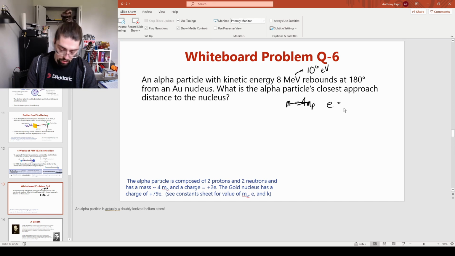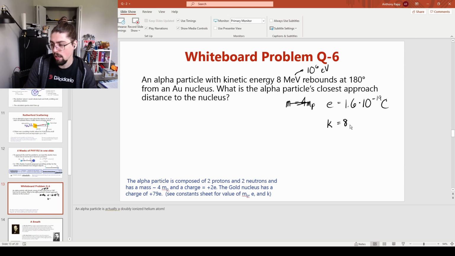The fundamental charge, as we would see it, is 1.6 times 10 to the negative 19, a number that you might recognize from a few slides ago. There is a reason for that, but not one that we can get into right now. And is there anything else you need? That value, K, 8.9 times 10 to the 9th.